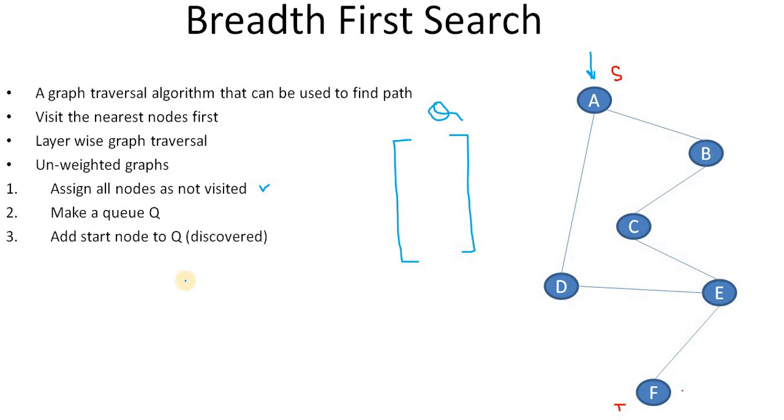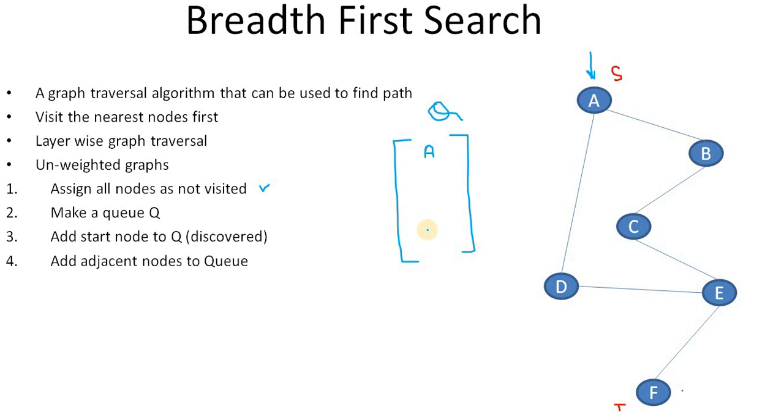The next step is to add the start node to the queue and label it as discovered. Our start node is A, so we put A here. Once we do that, we call A discovered, because we have found A.